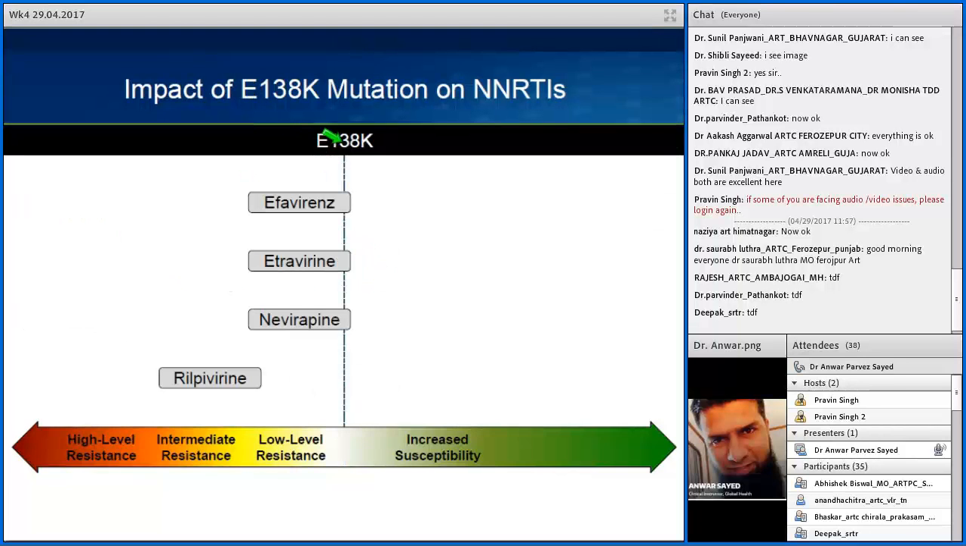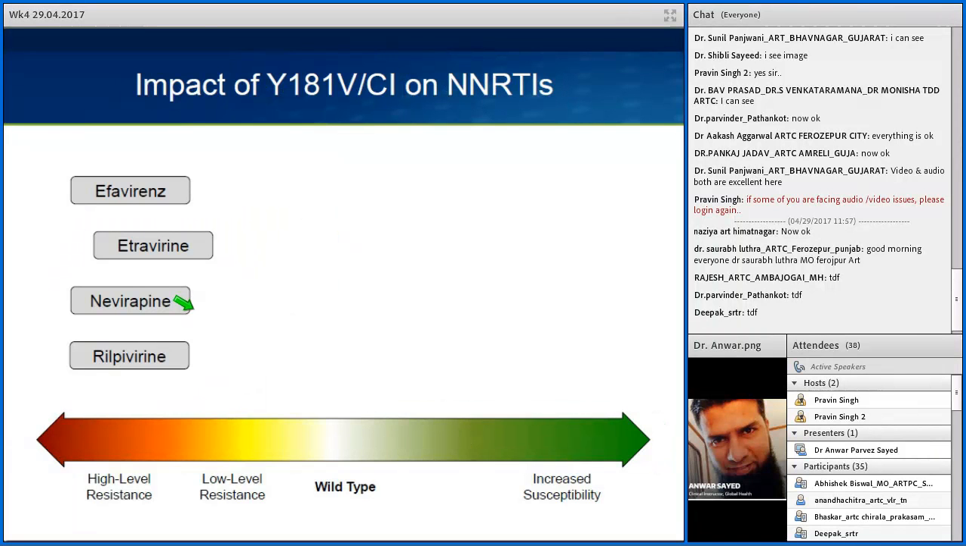But in the presence of E138K, all the NNRTIs will be out, and all will have low to moderate or intermediate resistance. Now there are other mutations like Y181V, which is again a bad mutation to have, because it doesn't have any benefits. It will have high level resistance to all NNRTIs, including rilpivirine.